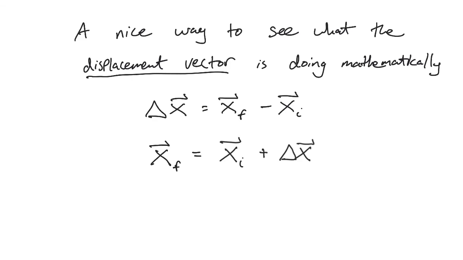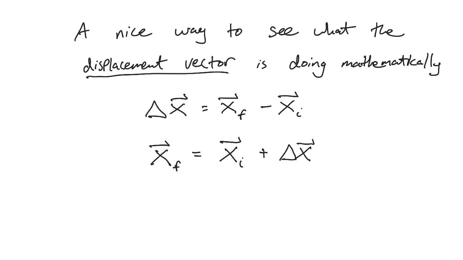Okay, well, hopefully you're able to just do this simple algebra here, and you can see by bringing over this minus initial position to the other side, having it become positive, we get that the final position vector is whatever the initial position vector is. We'll add to that some displacement, some change in the position, and we'll produce the final position vector.